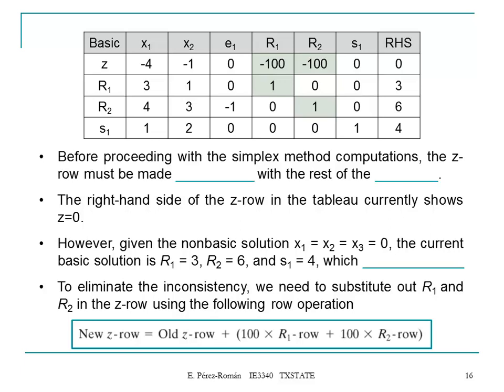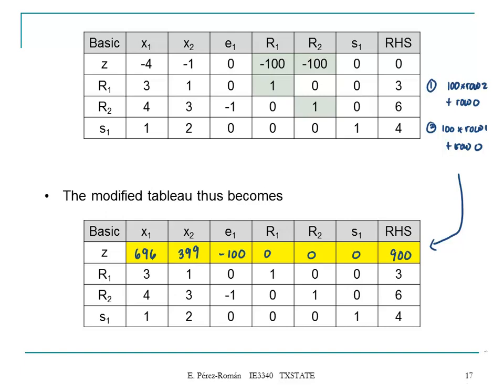So this is for the M method. We did the same thing. We found that R1 and R2 were part of our basic, but these two coefficients are not 0. So before proceeding with the simplex method, the computation of row 0 must be made consistent with the rest of the tableau. So the right-hand side of row 0 should be 0. To eliminate the inconsistency, we need to substitute R1 and R2 in row 0 using these operations. So that's why we started the method by making those coefficients 0.